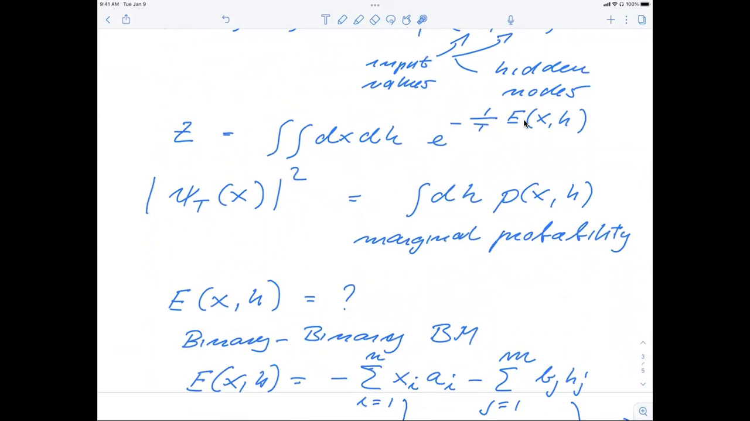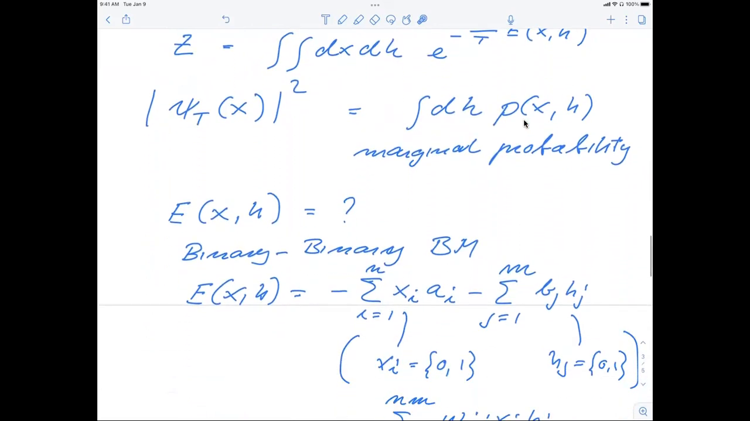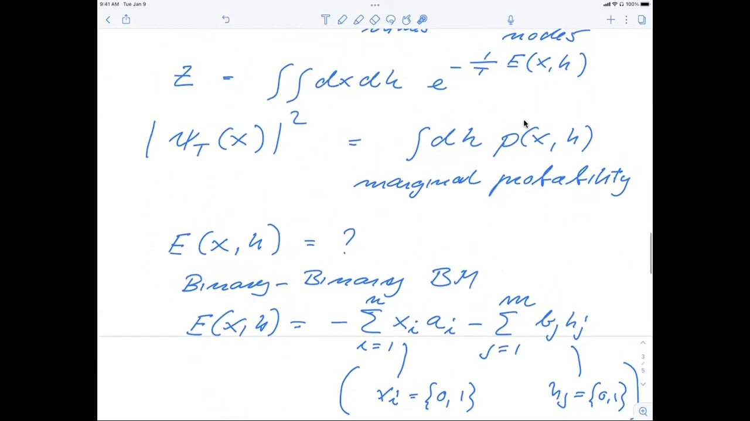And that means that in the beginning of the calculation, you need to decide how you want to define that energy. And when you have defined that energy, then you can calculate what is called the marginal probability. So you're integrating away the hidden layers because you're not interested in them when you want to represent the final wave function. So the final wave function is going to be a quantity which is only given by the wave function as a function of X, or the positions.